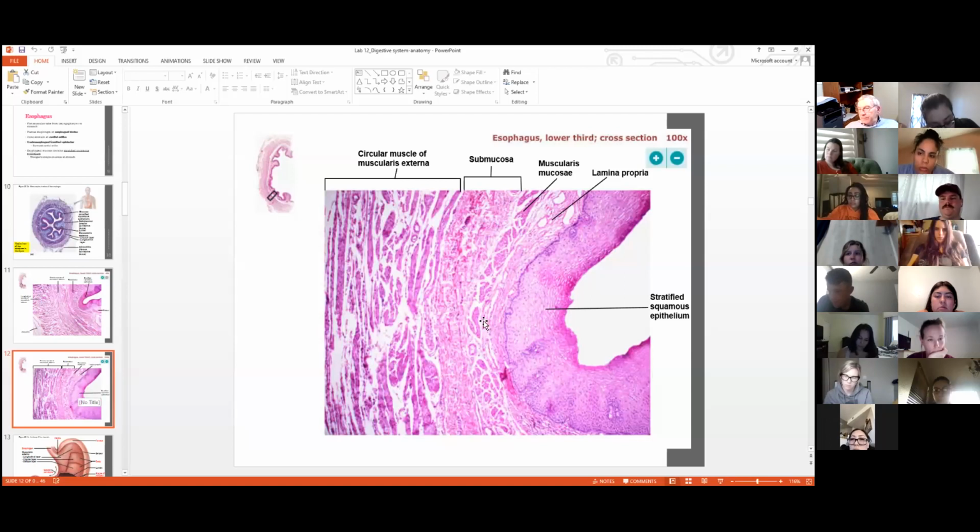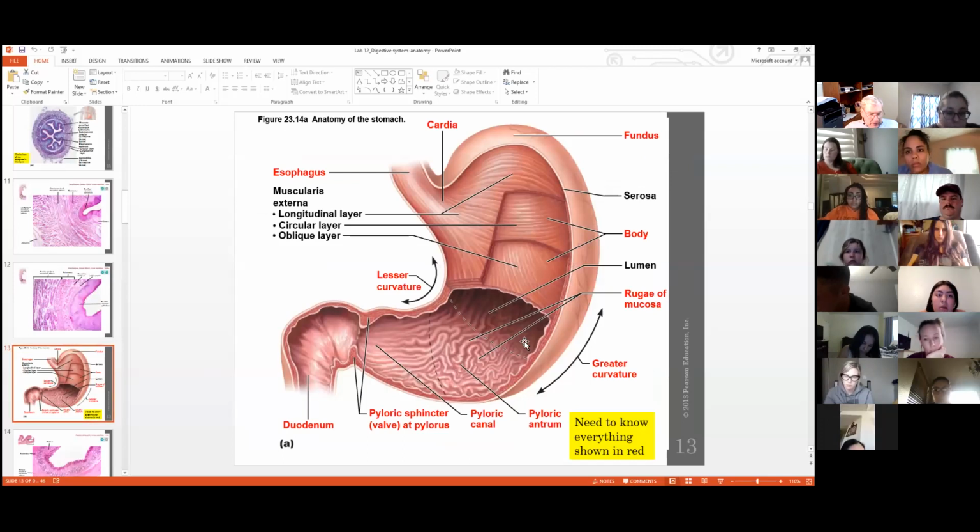Number 13. So we have all of the parts to the stomach. Just be able to recognize all of them, as well as the pyloric sphincter and the rugae.